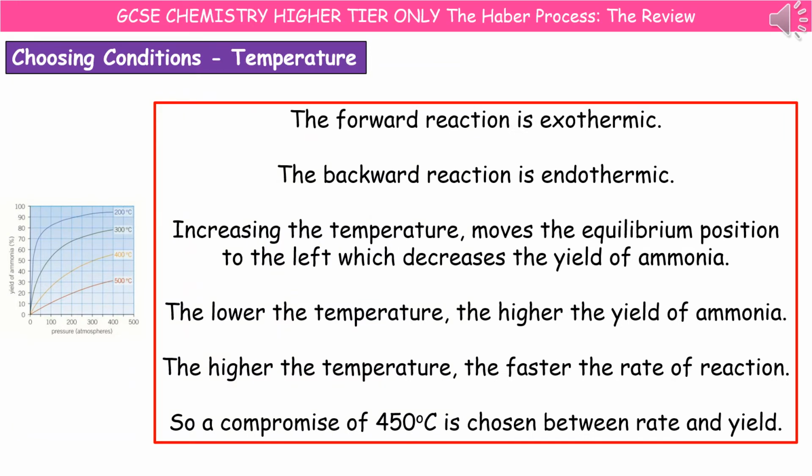So the reason we use 450 degrees Celsius is that when we're looking at this reaction, our forward reaction is exothermic and the backward reaction is endothermic. So if we increase the temperature, our equilibrium position moves to the left, which would decrease the yield of ammonia. So the lower the temperature, the higher the yield. However, the higher the temperature, the faster the rate of reaction. So 450 is the compromise between the rate and the yield.